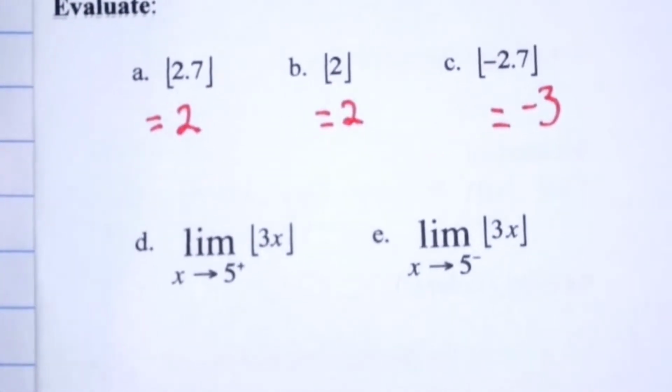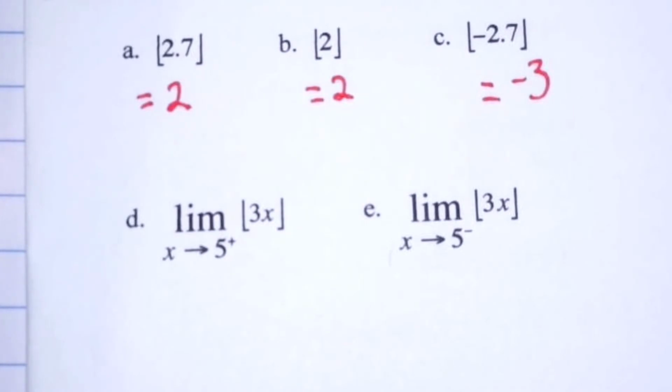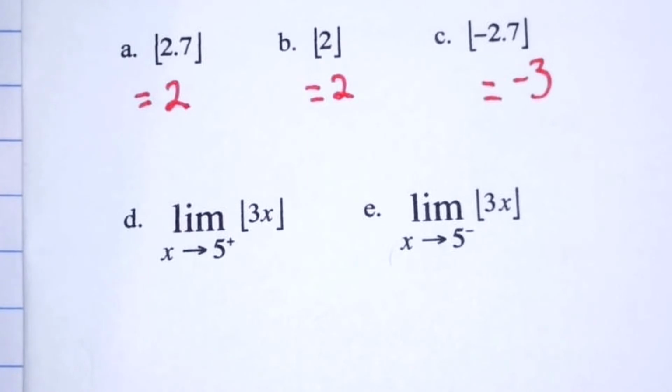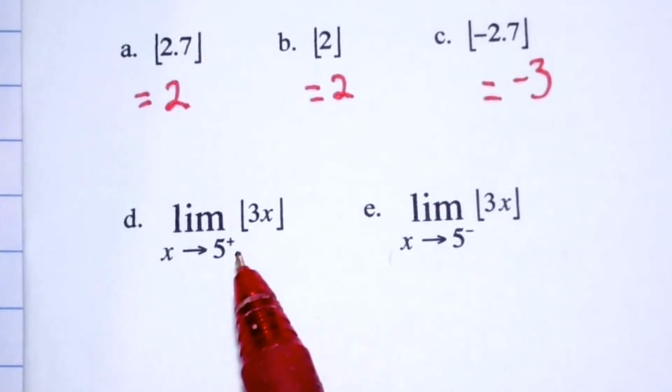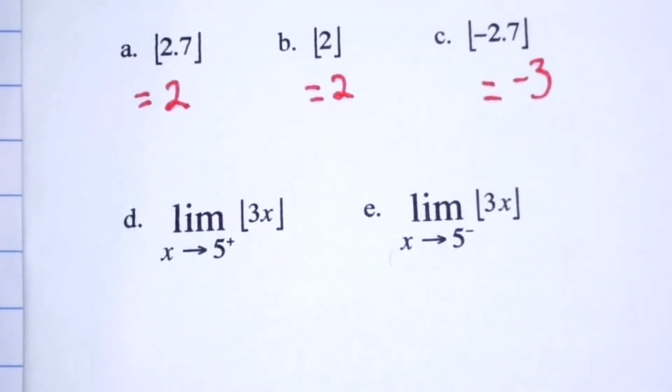Alright, let's look at a couple of examples of limits involving the floor function. So in part D, you've got the limit of the floor of 3x as x approaches 5 from the right. So what you need to do here is think about what this notation means. Remember, we're looking at the limit as x approaches 5 from the right. That means we're talking about values of x that are very slightly larger than 5.